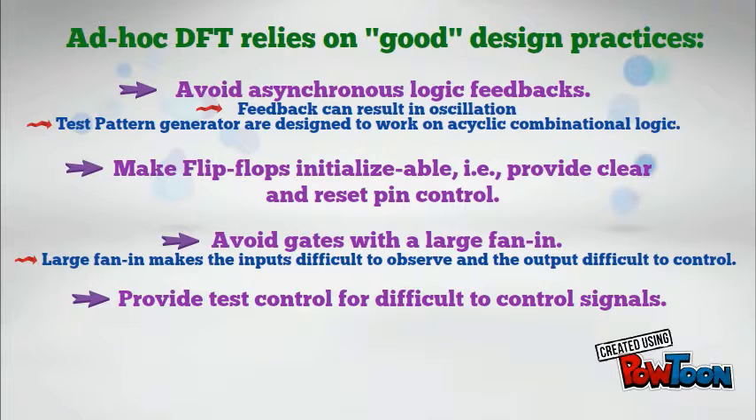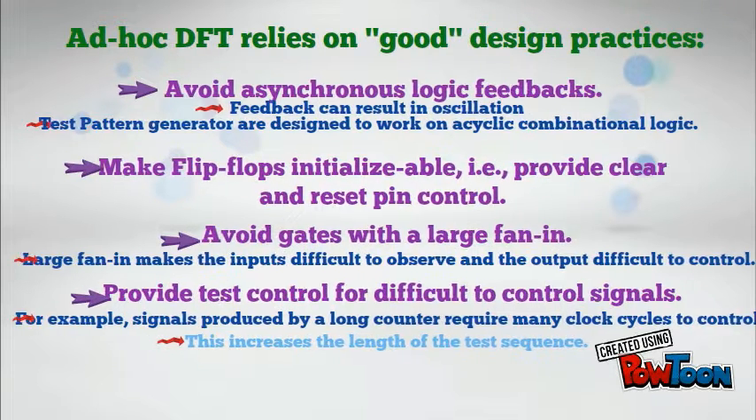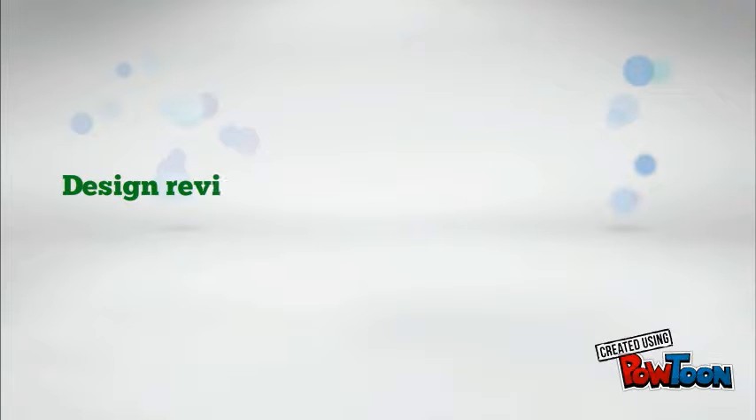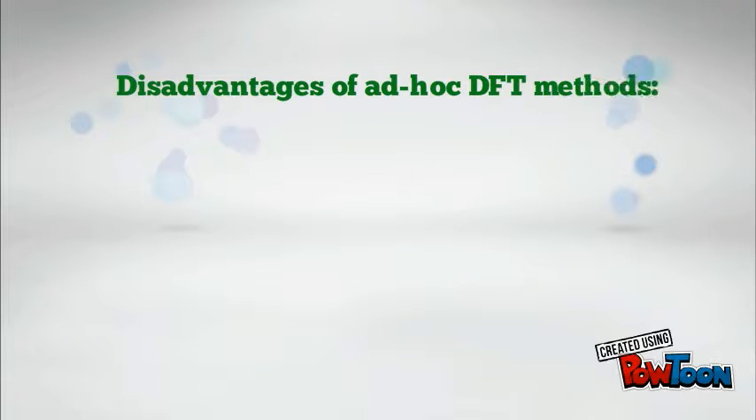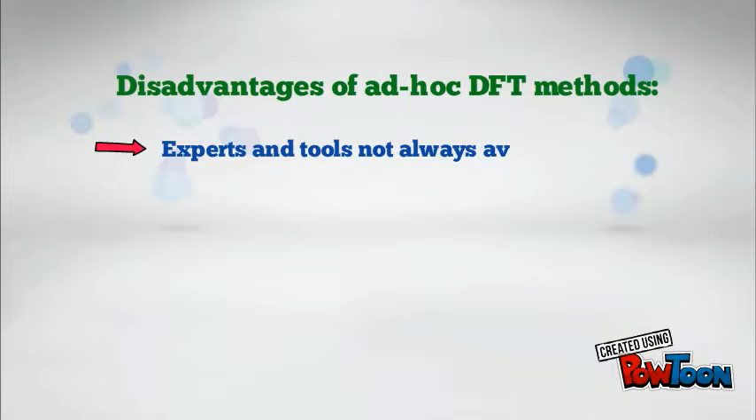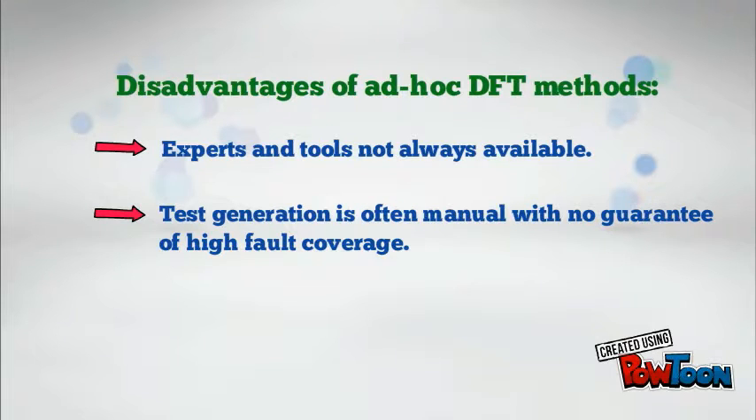Provide test control for difficult-to-control signals. For example, signals produced by a long counter require many clock cycles to control. This increases the length of the test sequence. Ad hoc DFT design reviews are conducted by experts or design auditing tools. The disadvantages of the ad hoc DFT method are: experts and tools are not always available, test generation is often manual with no guarantee of high fault coverage, and design iterations may be necessary.